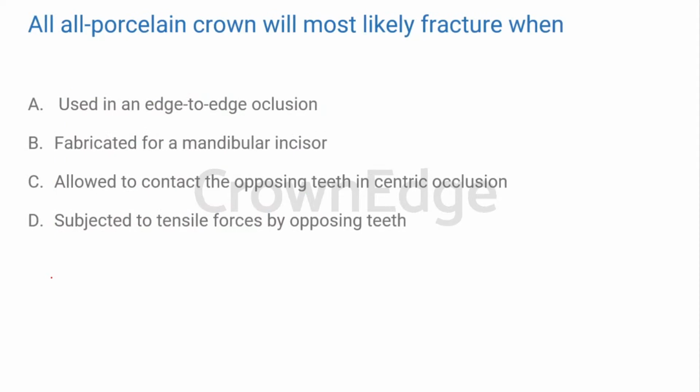Coming to the next question, an all porcelain crown will most likely fracture when? Is it A, used in edge-to-edge occlusion? B, when it's fabricated for a mandibular incisor? C, it's allowed to contact the opposing teeth in centric occlusion? Or D, is subject to tensile forces by an opposing teeth?